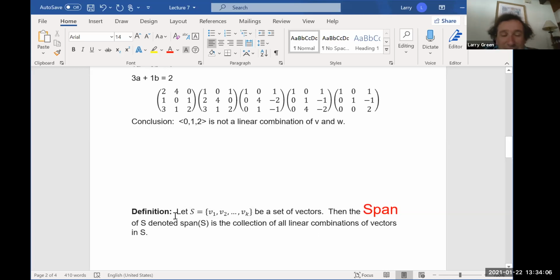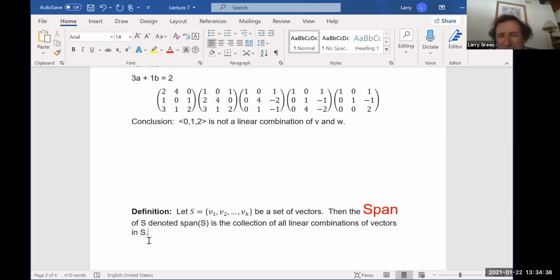Okay, so here's the definition. Let's suppose S is equal to the set V1, V2, ... Vk. So it's a set of a bunch of vectors. Then the span of S, and we denote that by span, parentheses S, is the collection of all linear combinations of vectors in S. Any questions on this definition? Any questions?